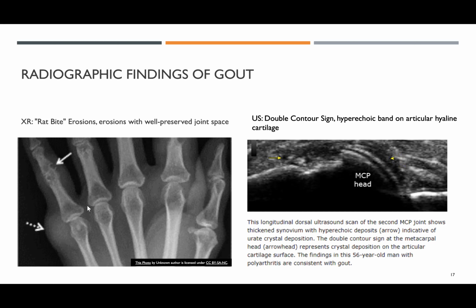And then for those of us who have any experience in joint ultrasound, there is a telltale sign called the double contour sign, where when you're taking the ultrasound of the joint itself, you're going to see basically a double band along the articular cartilage line. And that second band you see is from the deposition of the urate crystals, causing the two strips to come out on the ultrasound.